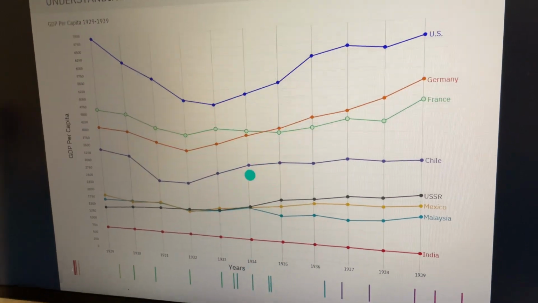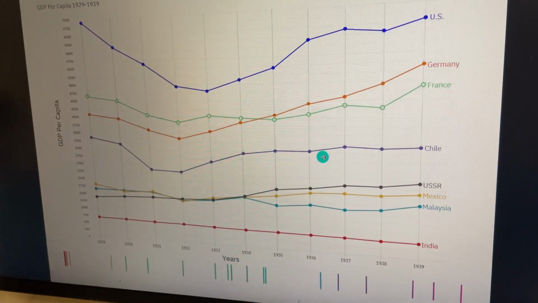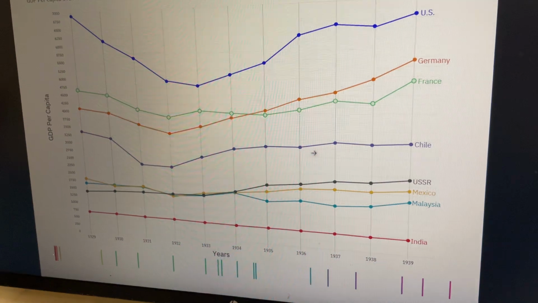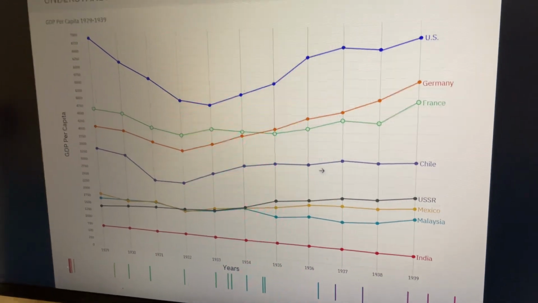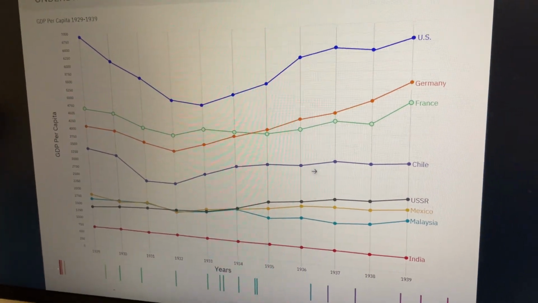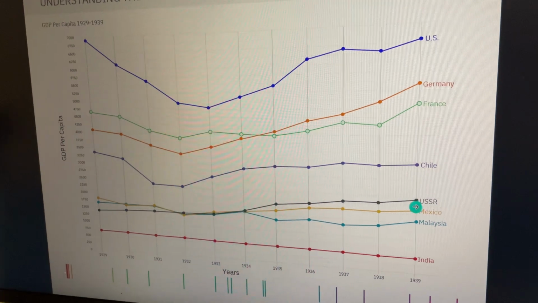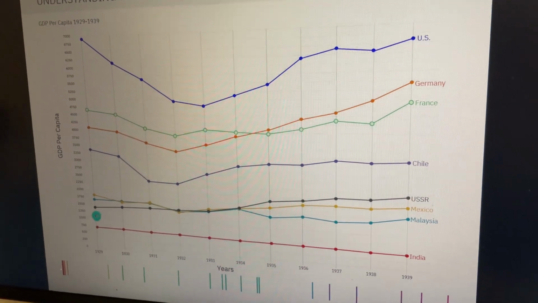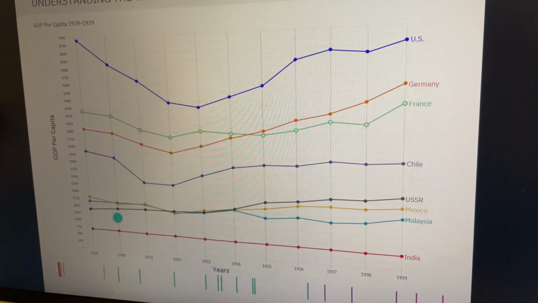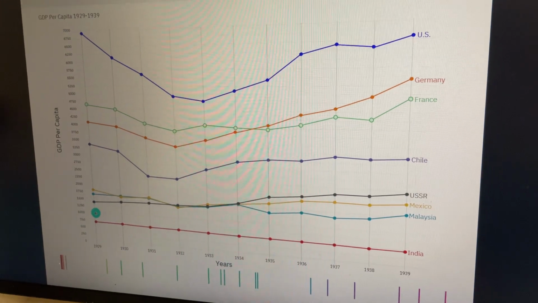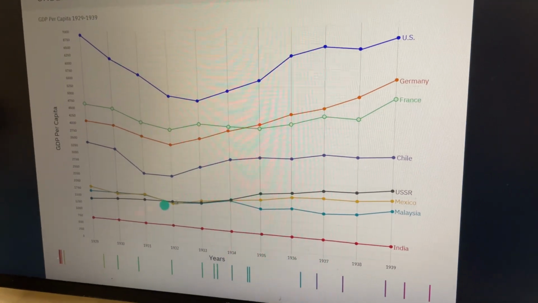So, what is the USSR? The USSR was the former name for the Soviet Union back in the 20s and 30s. It later turned into the Soviet Union, or Russia. So it ended up pretty much a lot higher than when it started here. You can see almost 2,000 compared to just around 1,350 where it started.